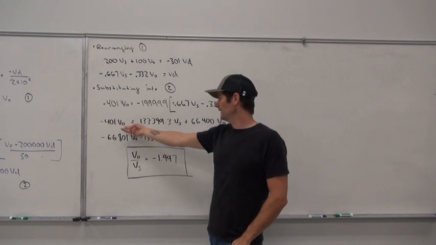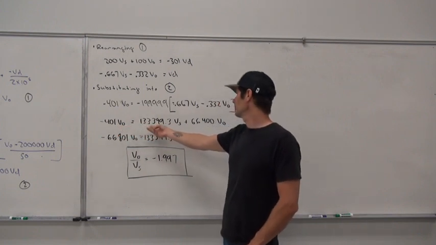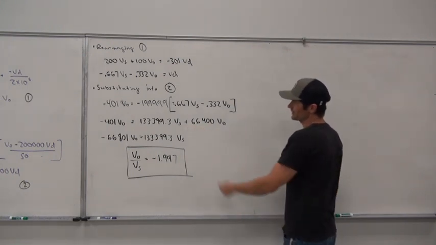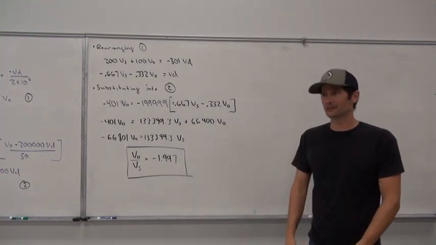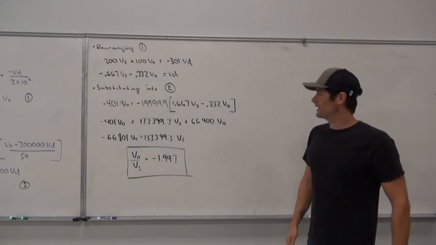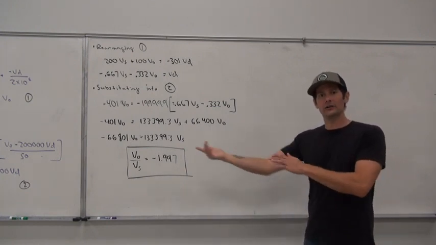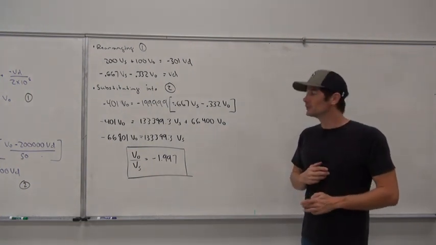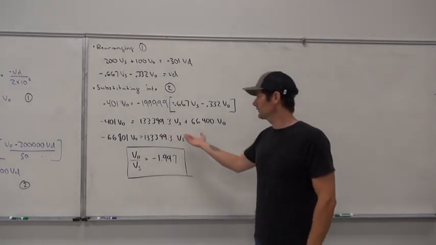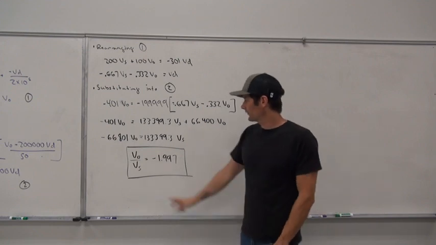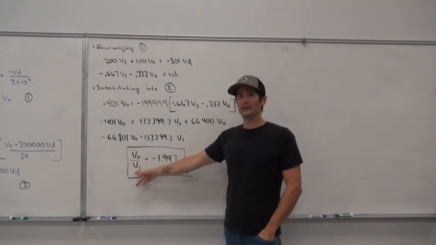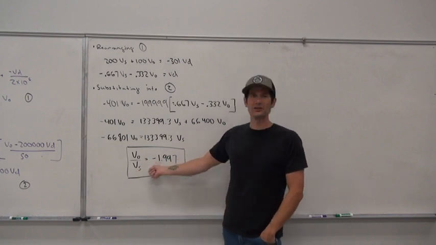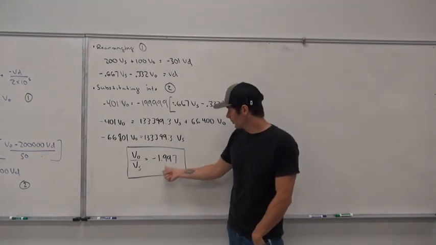Minus 401 V naught is equal to 133,399.3 times VS. That's equal to 66,400 times V naught. Now we basically have the equation all in terms of V naught and VS, and by that notion we could actually find the ratio of V naught to VS. And if we do that and combine like variables, and then isolate the variables V naught divided by VS, we find that that ratio comes out to be equal to essentially negative 2, or negative 1.997.